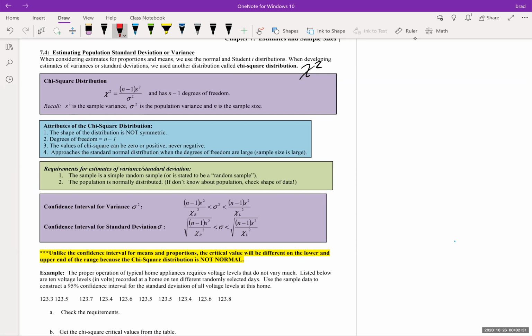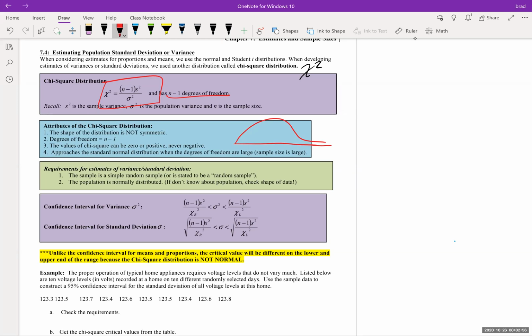So this is the formula we're going to be working with. This is how I find values in my chi-square distribution. It has degrees of freedom of n-1, very similar to the t distribution. So, attributes of the chi-square distribution. The shape of the distribution is not symmetric, and in general it looks something like this. The degrees of freedom is n-1.